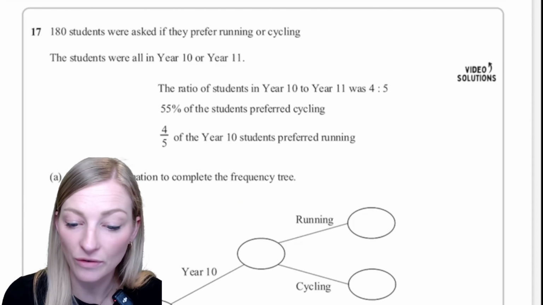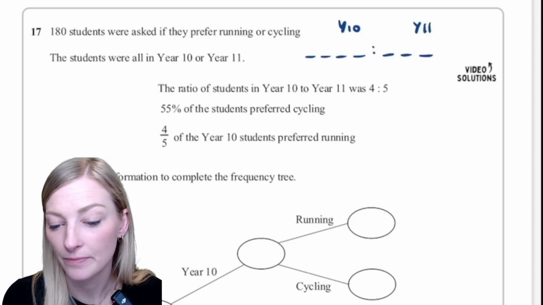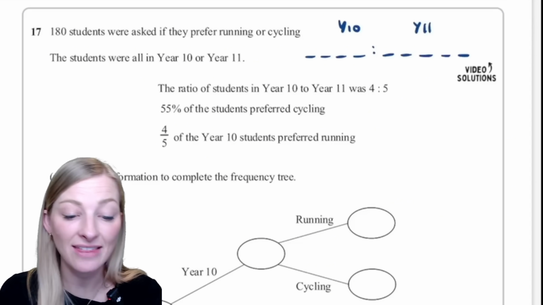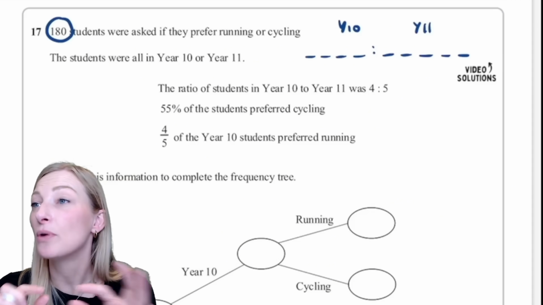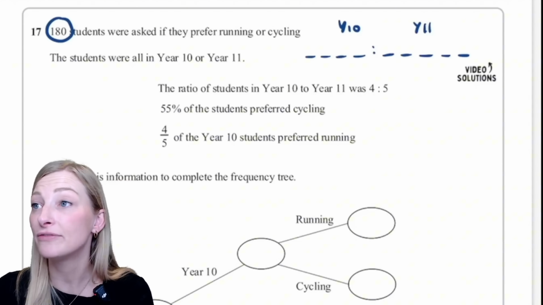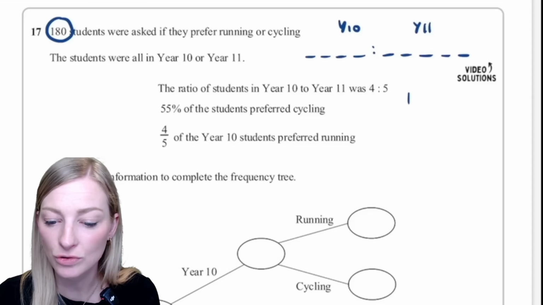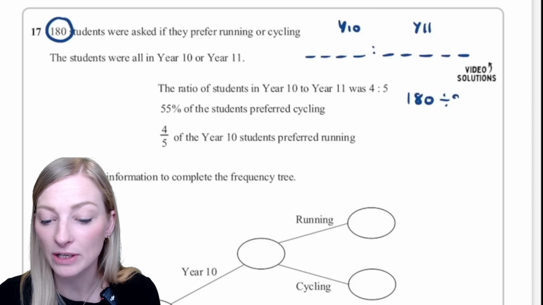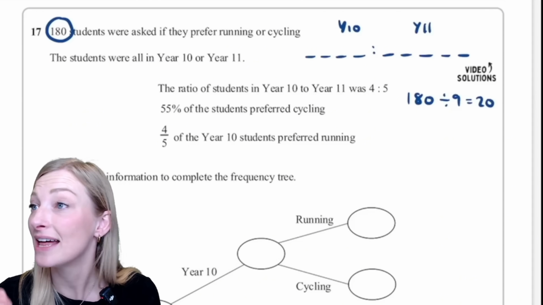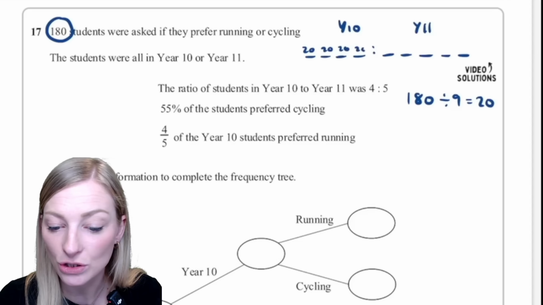The ratio of year 10 to year 11 is 4 to 5. So we're going to take the 180 students and divide them equally over those little lines. 4 add 5 is 9, so we've done 9 little lines altogether. 180 divided by 9 is 20. That tells me that each of these little lines has 20 students on them.